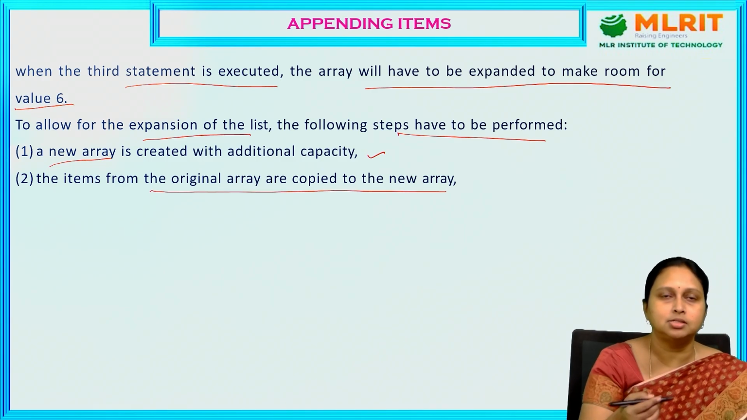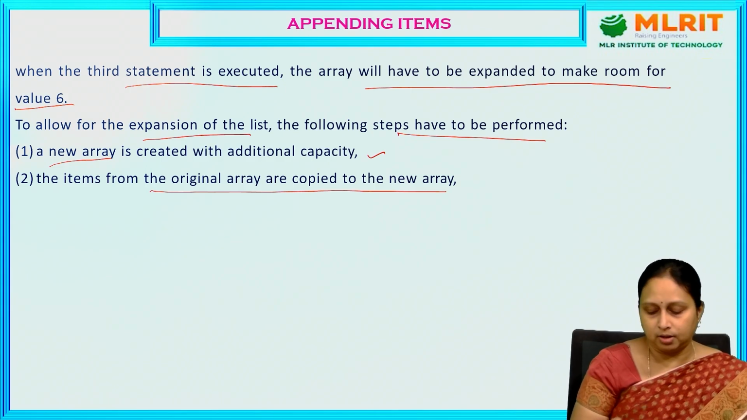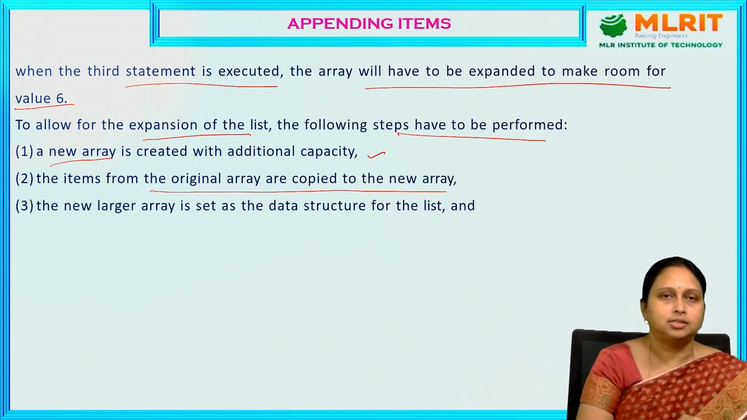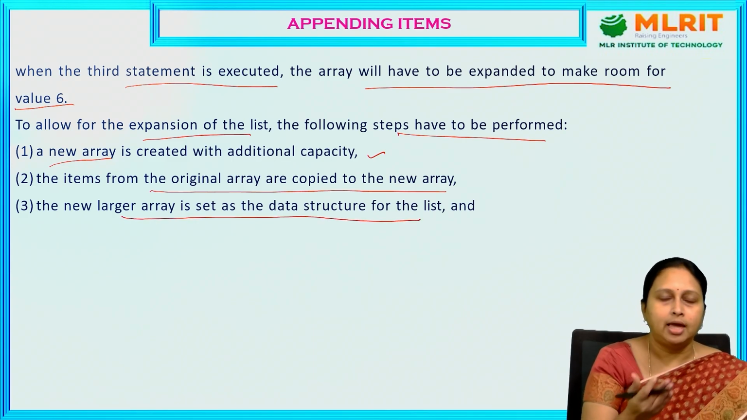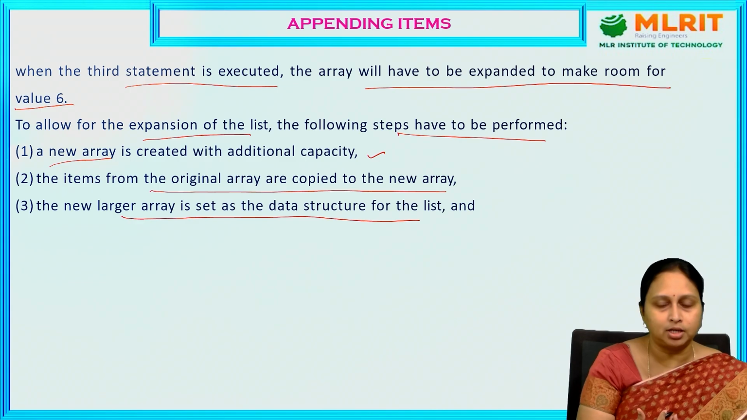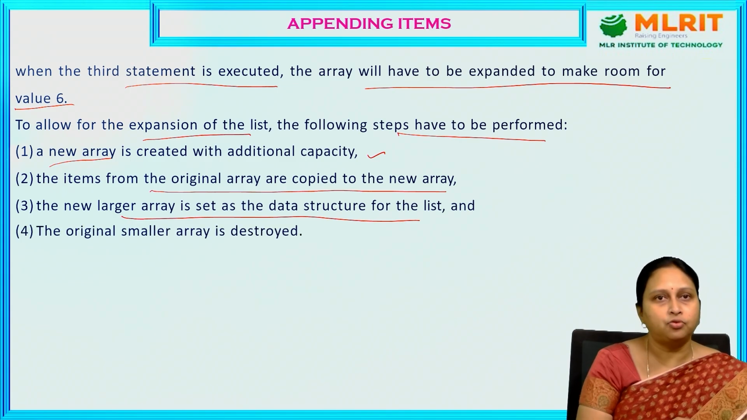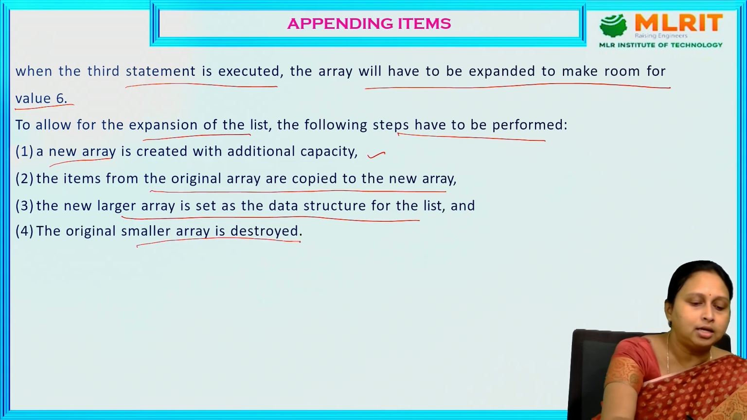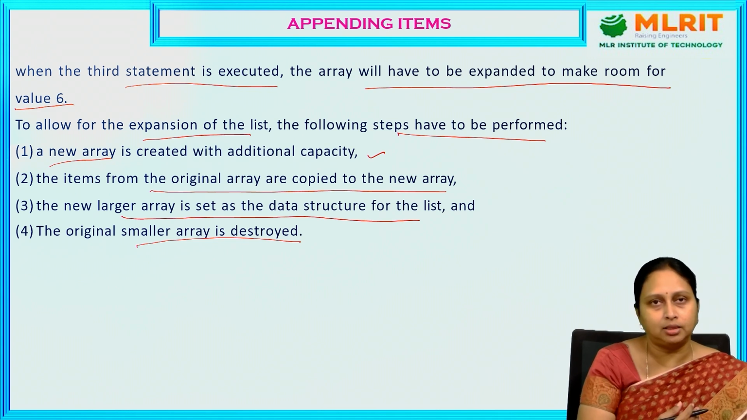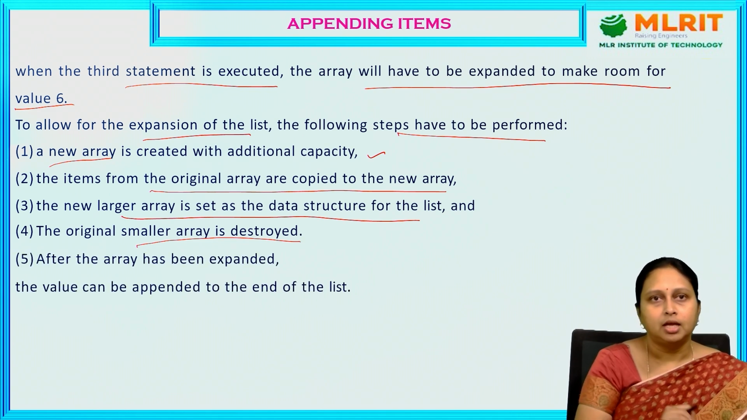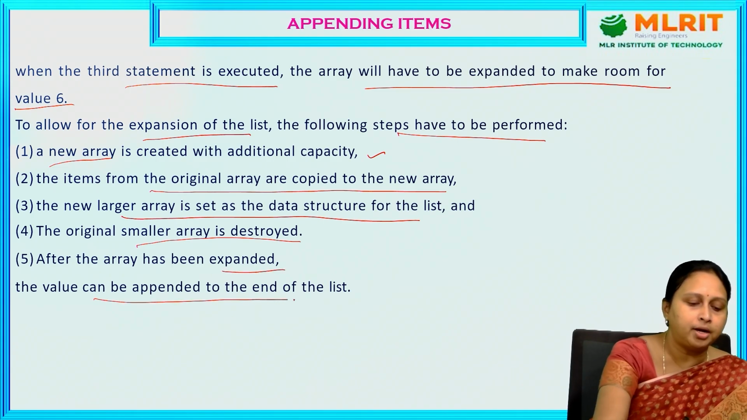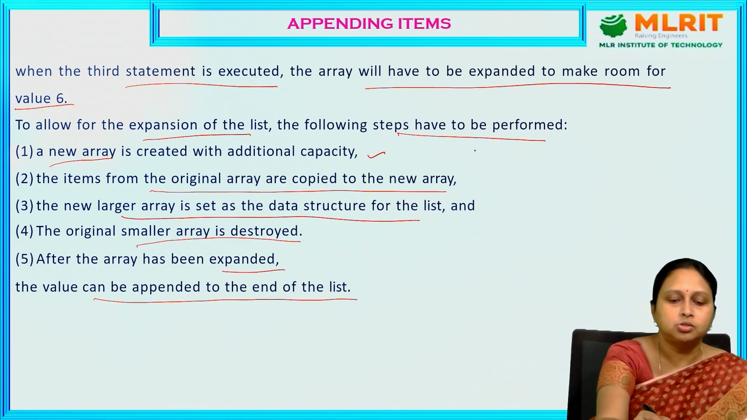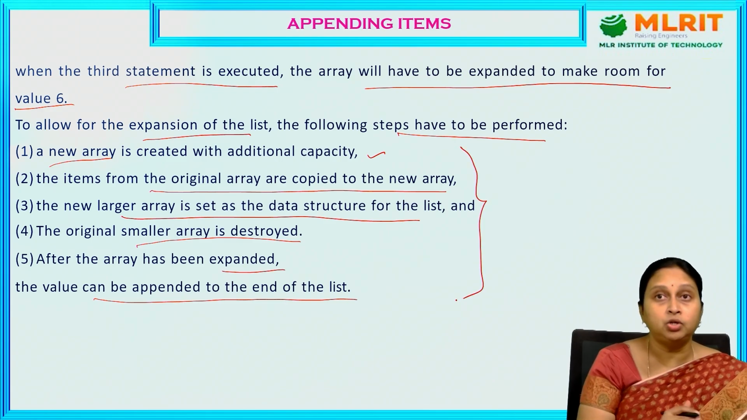We will see all these stepwise in a diagrammatic way so that it will be easily understandable. Next, the third one, the new larger array is set to the data structure for the list. And the fourth one, the original smaller array is destroyed. Whatever the previous array that was present is going to be destroyed. And at the last, after the array has been expanded, the value can be appended to the end of the list. These are all the steps that are required when you want to expand your array, right?